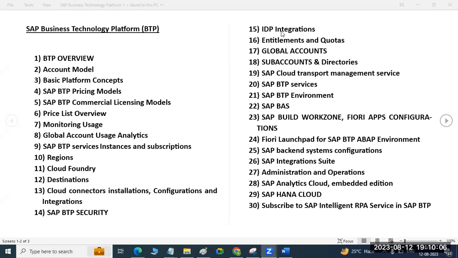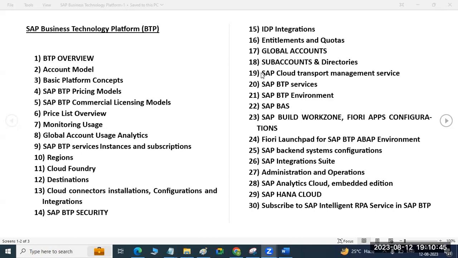Maybe SAML too, which we will hear about in our Basis journey. We know SSO and SAML configurations, that is called IDP integrations, along with global accounts and directory structures. Then BTP services. In our Basis journey, we know transports, right? STMS, the Transport Management System. On the cloud side we also have CTMS, the Cloud Transport Management concept. On the Basis side we do the end-to-end CTC configurations, then move the transports from one system to another, which is Basis scope.